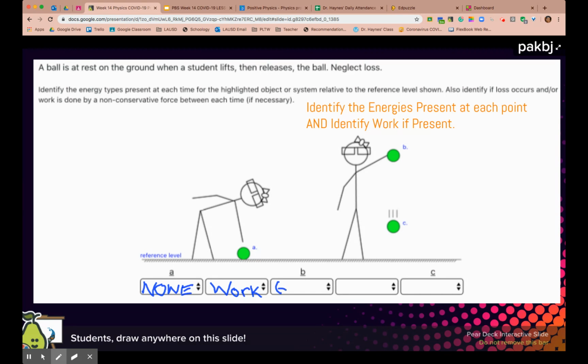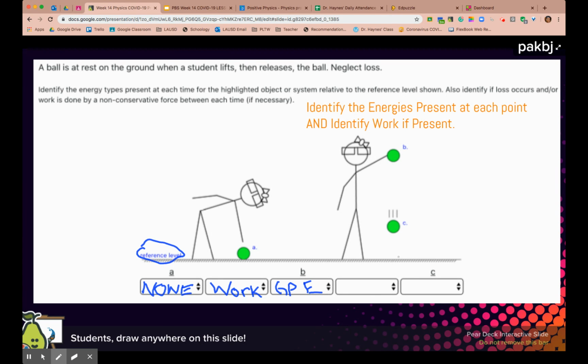You can write it PGE or GPE. So gravitational potential energy, because now the ball is above the reference point. So the reference point or reference level is here, and the ball is all the way up here. So now it has gravitational potential energy. It doesn't have any other type of energy because it's not moving and hasn't been stretched.